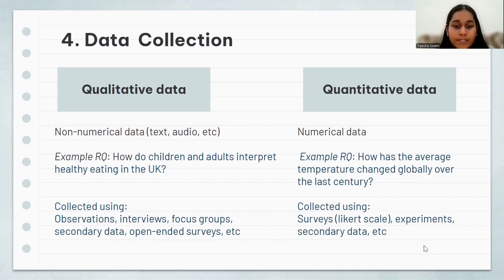So this list is not exhaustive. There are various data collection methods, but the ones listed here are the common ones. And you will be choosing the data collection type which is the most suited for your research question and your needs.